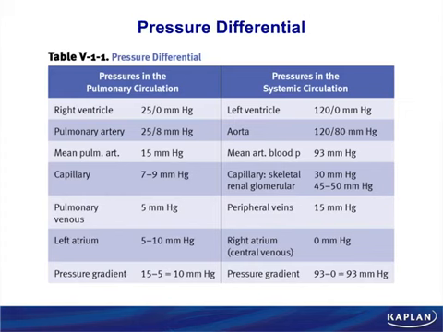One of the big differences, remember the flows are the same to the systemic and pulmonary circulation, but what's really different is pressures. Notice right ventricular peak systolic pressure is much less on the right side than it is on the left. Pulmonary artery pressure is much lower than aortic pressure. Notice that capillary pressure in the pulmonary circulation is low.